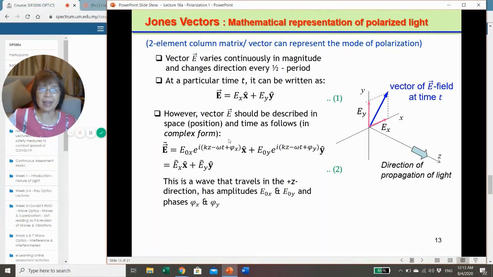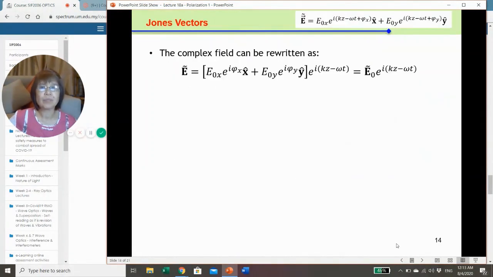So how do we relate this to this? Now, this is actually taking the real part. So what we do is Ex here will be the real part of this term. Ey will be the real part of this term. So if you look back at this expression here, we have a common factor, which is exponential i(kz minus omega t), which we can factor out, as you can see over here. And remaining inside the bracket here will be E0x exponential i phi x and E0y exponential i phi y.